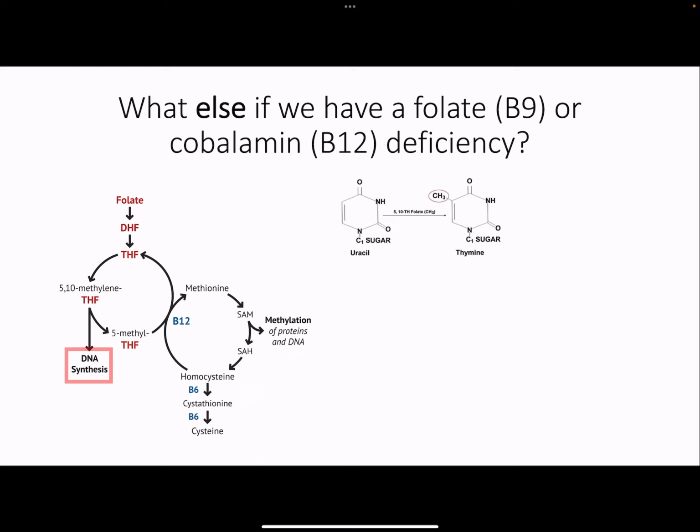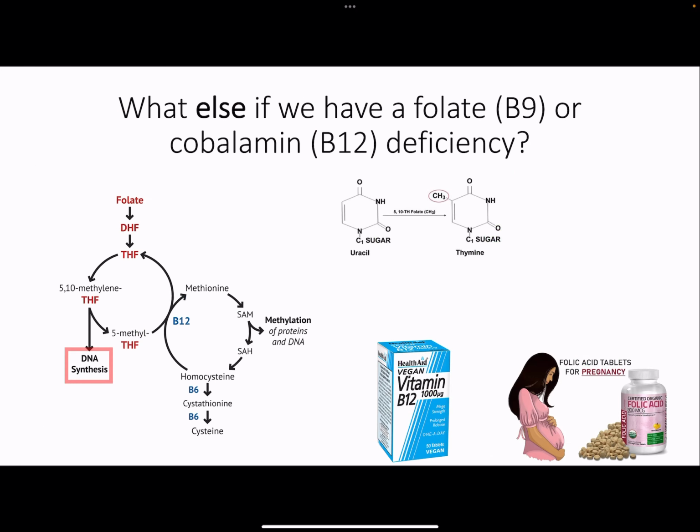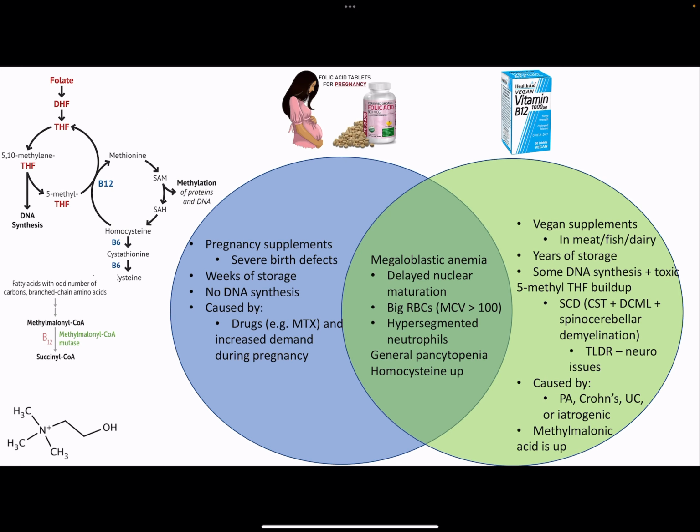You need this to make thymine. This is especially important for hematopoietic stem cells, which is why we develop a megaloblastic anemia with both of these, which we'll get to right now, in fact. So, let's start with folic acid, folate, B9, very important in pregnancy. You get terrible birth defects if they don't have enough folate, so people take pills sometimes. And that's just because there's a lot of cell division, so you need a lot of growth. There's a couple weeks worth of storage in folate.